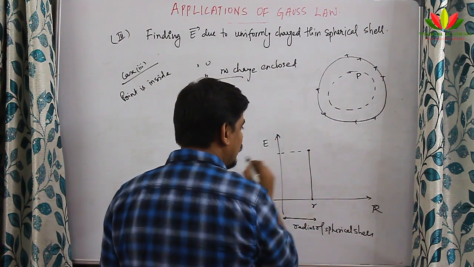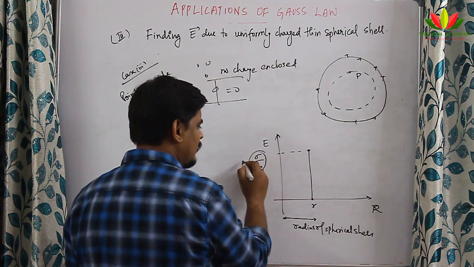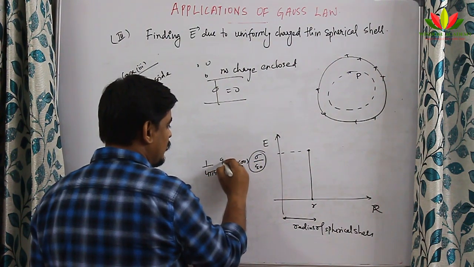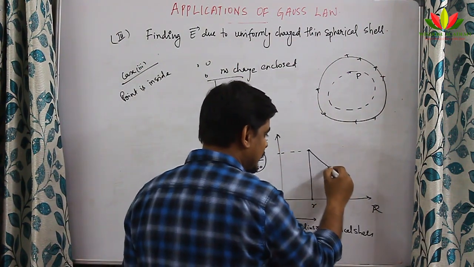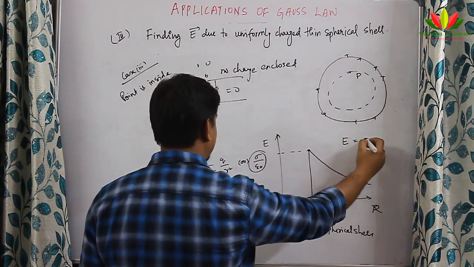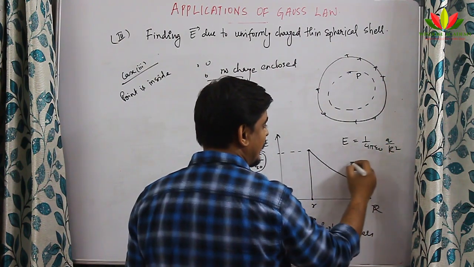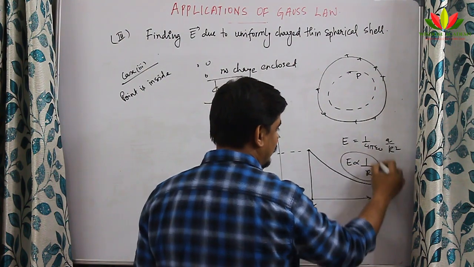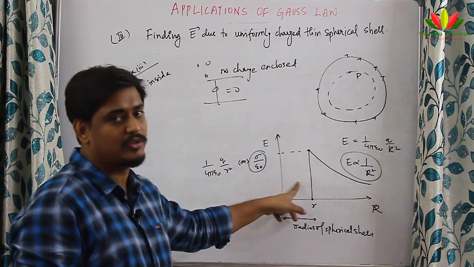And what is this value? This value you can write as sigma by epsilon naught, or you can even write 1 by 4 pi epsilon naught Q by r square. And as you increase, it starts to reduce. We know the formula for the electric field is 1 by 4 pi epsilon naught into Q by r square. So I can write that the electric field varies inversely proportional to r square. From here we came to know this, and this is how the graph is. This graph is very important for competitive examinations.